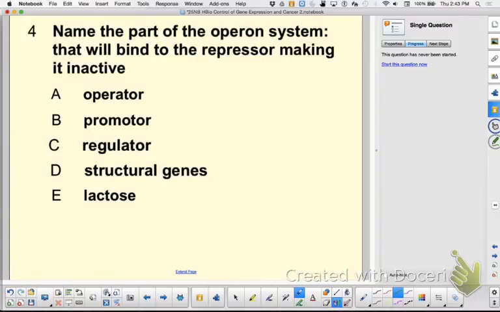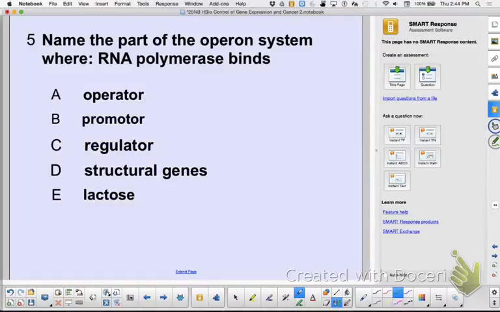Okay, name the part of the operon system that will bind to the repressor, making it inactive. Yes, I agree, lactose. Name the part of the operon system where RNA polymerase binds. Promoter. RNA polymerase binds to the promoter.